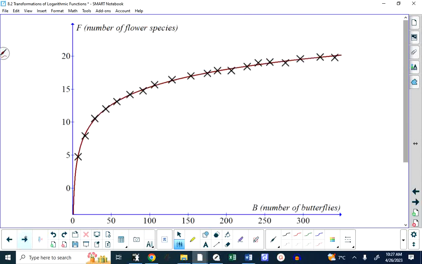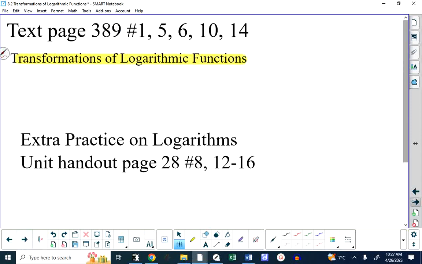Anyway, there are a whole slew of problems for you to practice here. 1, 5, 6, 10, and 14 are dealing mainly with today. But on page 28, that whole page is logarithmic practice. And for what we're going to move on to tomorrow, you need to be solid with your understanding of logarithms. Graphs, yeah, they're important. Applications, yes, they're important, but not nearly as important as your knowledge of logarithms, because without that, everything else is a chore. So get to work on that, please.